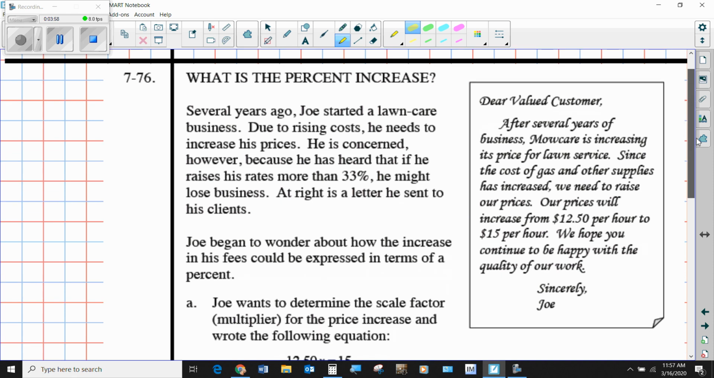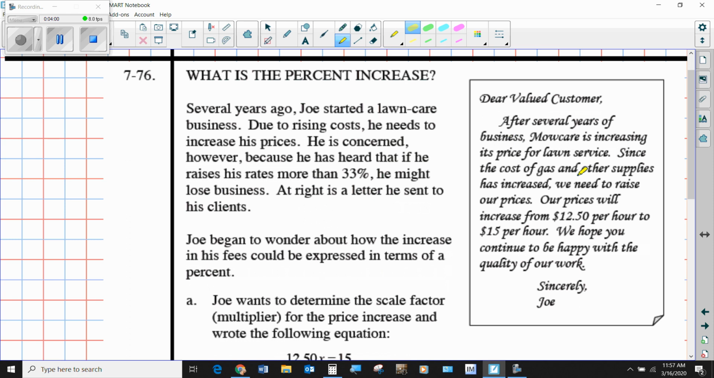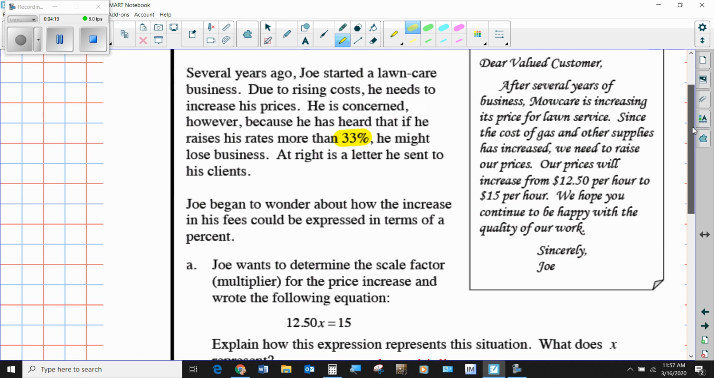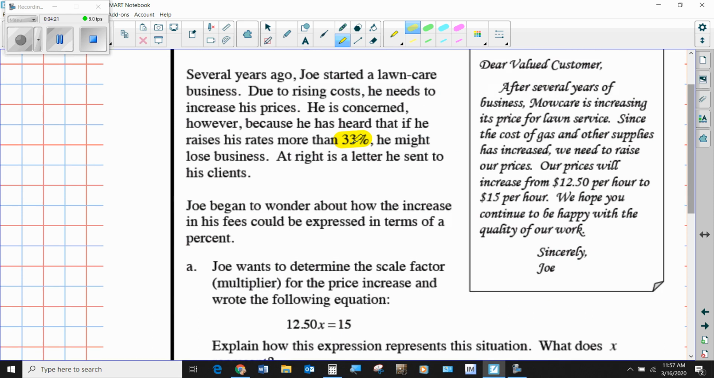So the brief synopsis is this guy here runs a lawn mowing business and he wants to raise his price, but he heard that if you raise the price by more than 33%, people are going to be upset and they're not going to want to continue with that service. So over here it says that he had started at $12.50 per hour, but he's raising it to $15 per hour. So our goal is to figure out what was the percent increase and did it stay under the 33%?